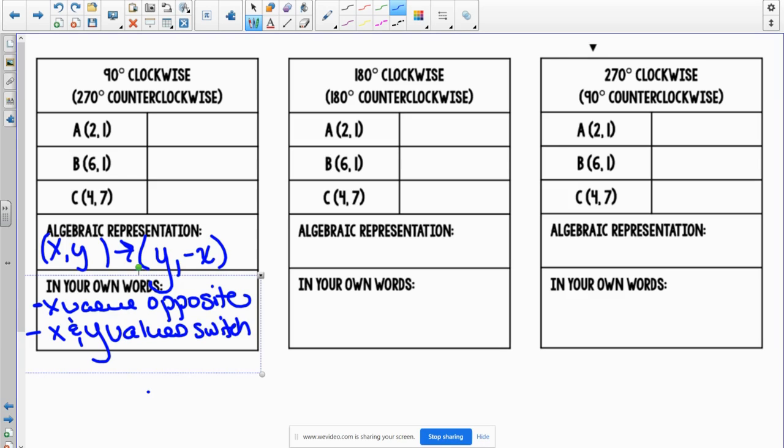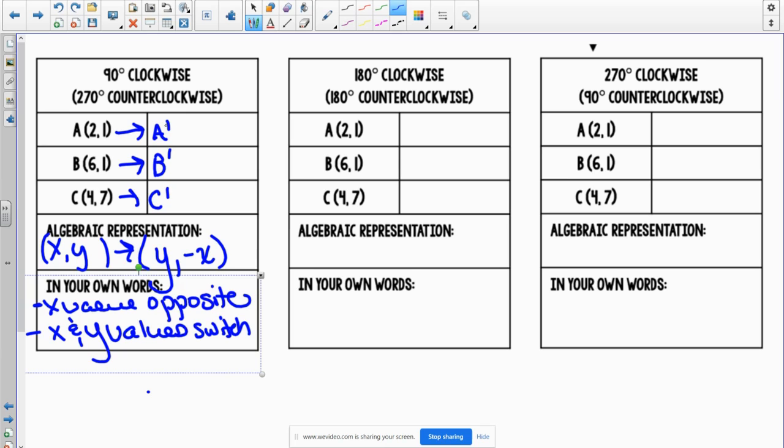So again, let's look at that visually. The x value becomes the opposite, so I made that negative, and then the y value and the x values flip around. So let's look at that up here. I'm going to change these all to A prime, B prime, and C prime. So x is going to become opposite, and then we're going to flip them.